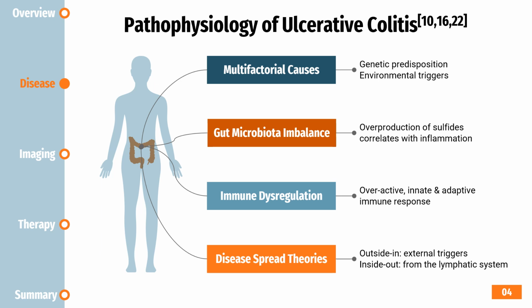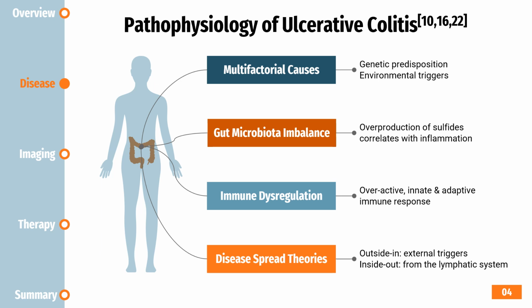First is the gut microbiota imbalance. Patients with UC may have a higher proportion of gut bacteria that produce sulfides, and this increased sulfide production has been correlated with periods of active inflammation compared to remission. However, it is noted that this is mostly just a correlation, and the direct causal link still needs further research.